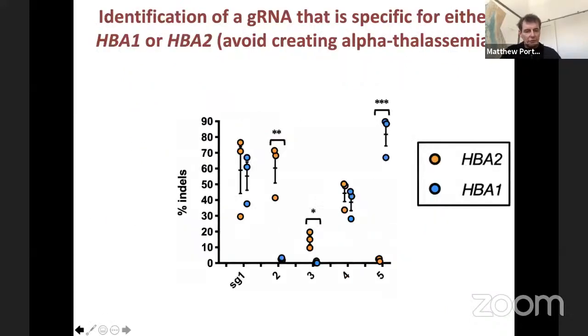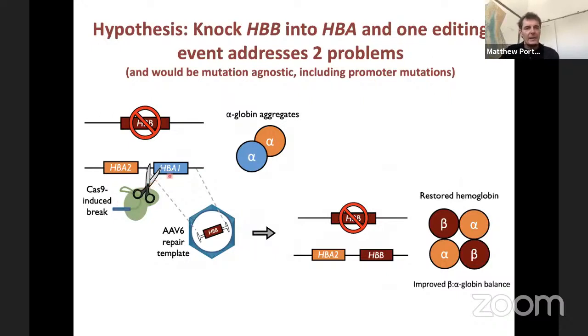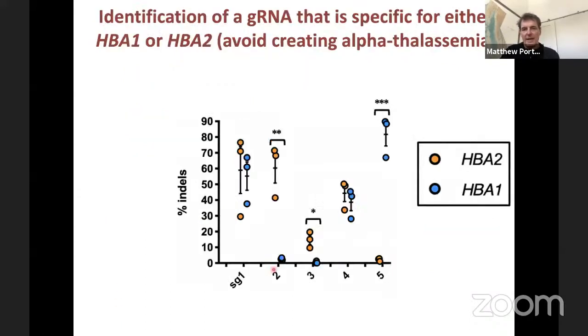So what we had to do first was to find a guide RNA that would cut one alpha but not the other. Because if we cut both alpha genes, we would simply convert somebody from beta thalassemia major to alpha thalassemia major. So we wanted to only cut one alpha gene. And I'm going to just have you focus over here on guide 5, which was able to create indels in alpha 1, but not in alpha 2. I will note that this guide RNA is in the 3' UTR because the coding regions of alpha 1 and alpha 2 are absolutely identical. So it would be impossible to design a guide RNA that distinguished between alpha 1 and alpha 2. But this one distinguished because there were 5 mismatches between the 2 genes in the 3' UTR.